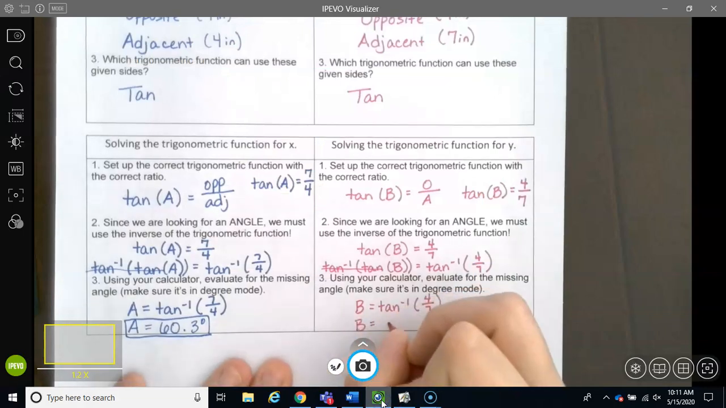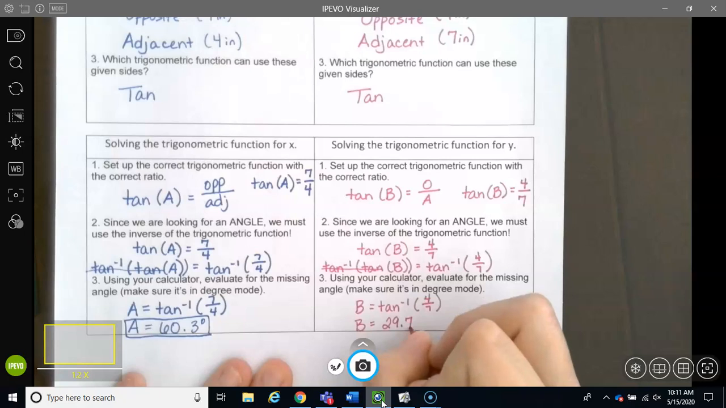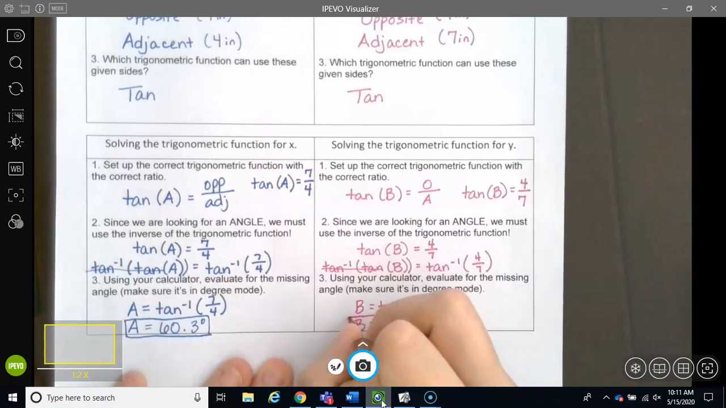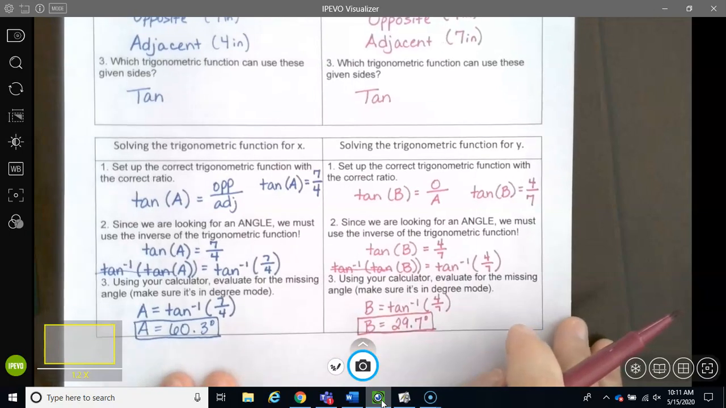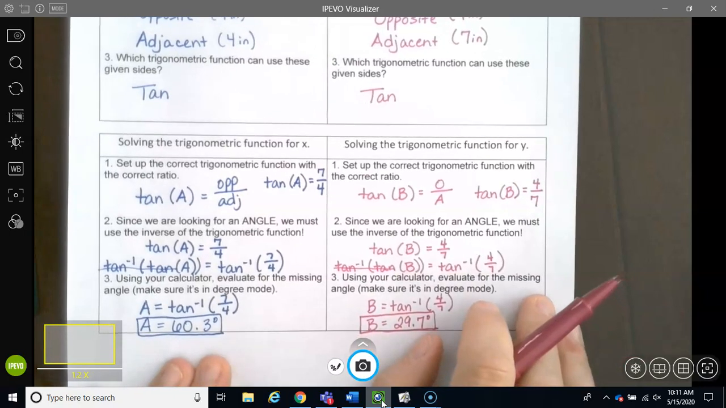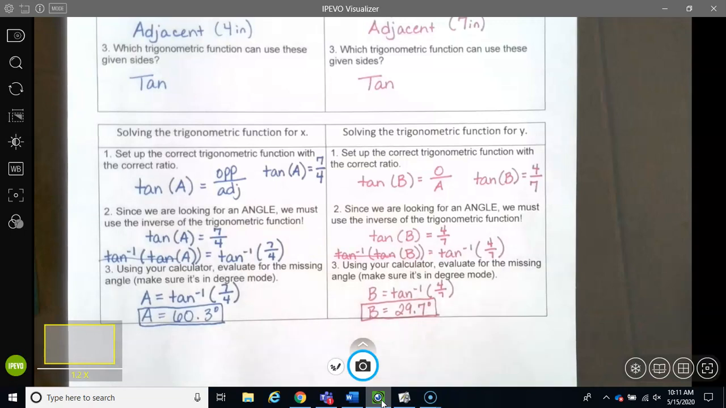So B equals 29.7 degrees. And with this problem, we could always check ourselves to see if these answers work out right. Remember, with a triangle, all 3 angles always add up to be 180. So the one right angle is 90 degrees, plus 60.3, plus 29.7. Add all those 3 up, and we do get 180 degrees. So those answers are correct.